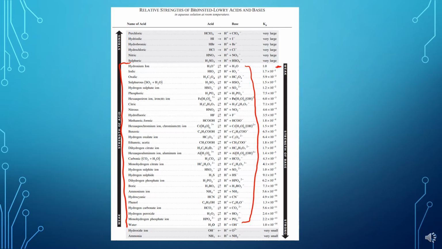They're stronger at the top, as indicated because they've got a larger Ka, and the acids get weaker and weaker and weaker as you move down the table. And you can see that with the Ka values. They get smaller and smaller and smaller. With the conjugate bases, it goes the other way around. And we'll look at how to calculate Kb next week. But as the acid gets stronger, the base gets weaker. So they're inversely related.